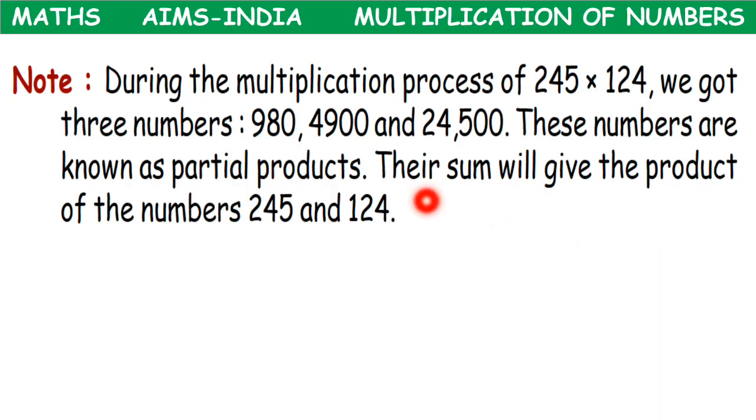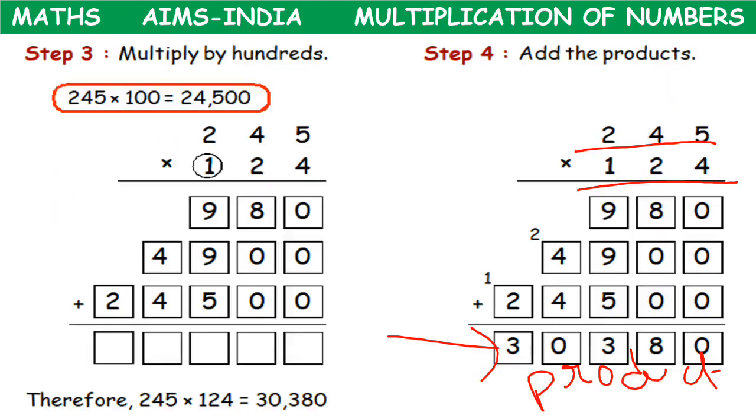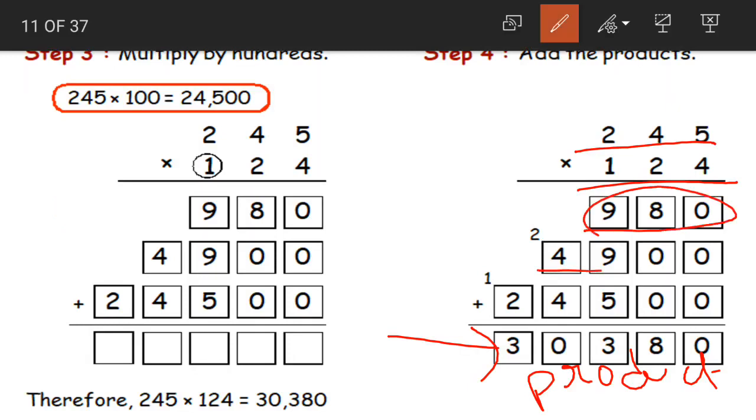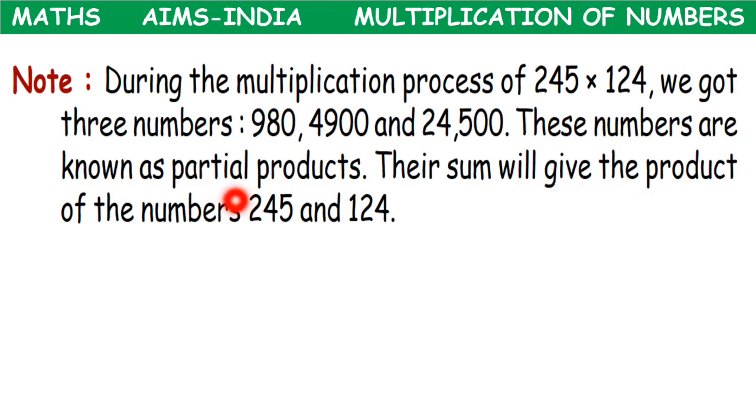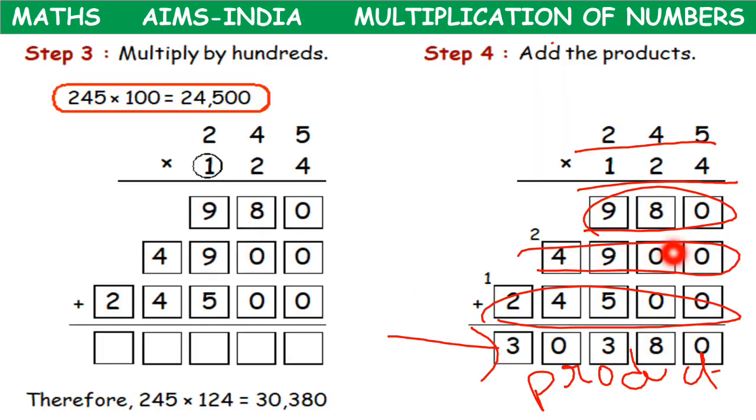Now moving on, note that during the multiplication process of 245 into 124, we got three numbers: 980, 4,900 and 24,500. These numbers are known as partial products. Their sum will give the product of numbers 245 and 124. Yes, we know this, right children? The numbers that we got here are called the partial products, and we'll get our final answer only after adding these three together.